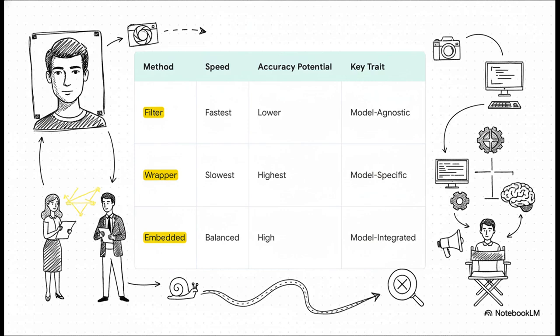You've got the filter method, our headshots. It's the fastest, but its accuracy potential is a bit lower because it's model agnostic. Then there's the wrapper method, our chemistry read. It's the slowest by far, but it has the highest potential for accuracy. And finally, the embedded method, our on-set director, giving you that fantastic integrated balance of both worlds.